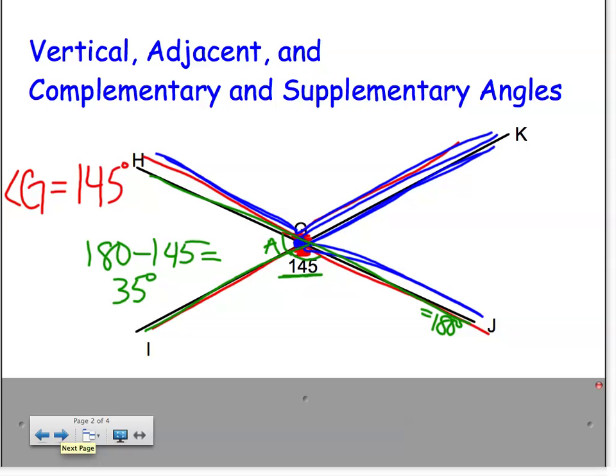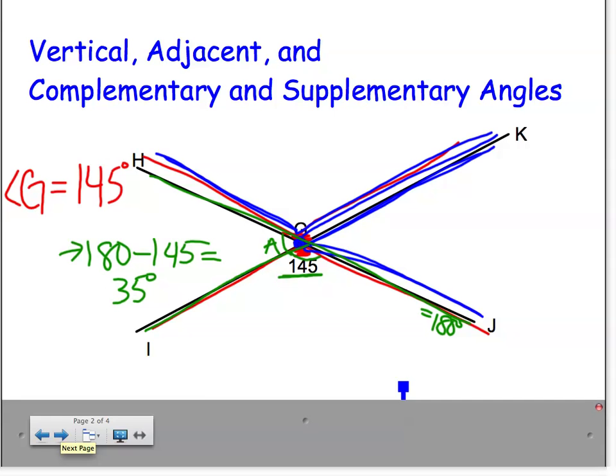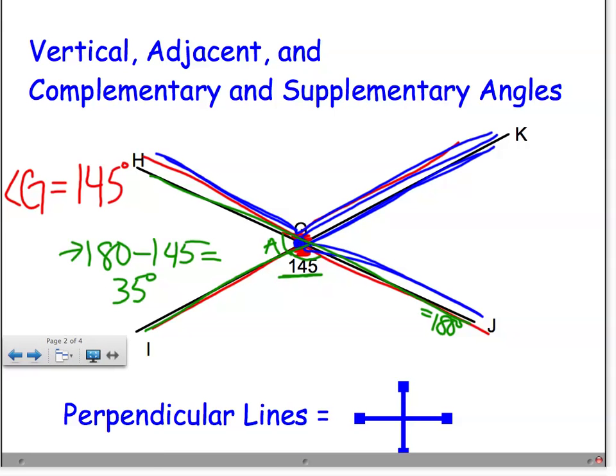You'd go through the same process to find the complementary angle, only instead of 180 right here, it would be a 90-degree angle as our sum. We also have to remember just a definition that perpendicular lines look like this picture right here. They form 90-degree angles. So keep that in mind as you're going through your work today.